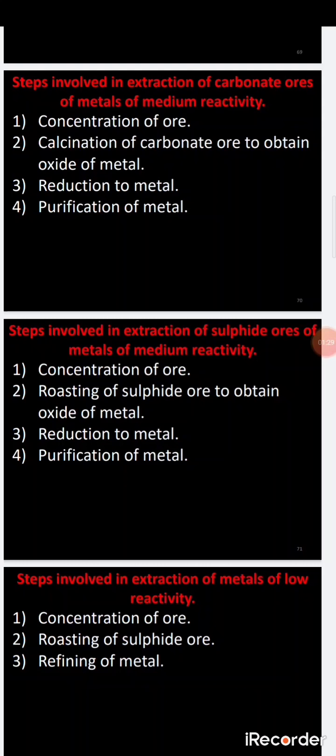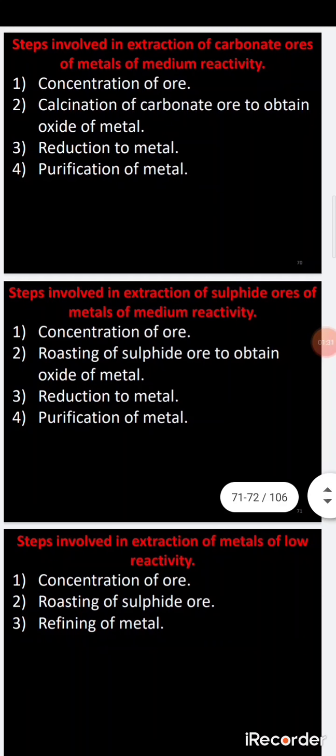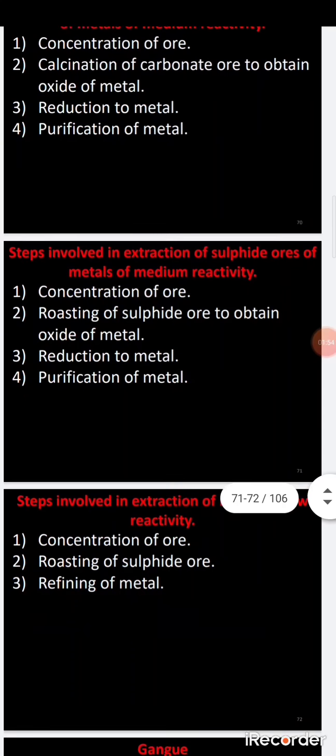And in the case of extraction of sulfide ores of metals of medium reactivities, it is also the same case. First, concentration of the ores is done. Second, in case of carbonate ores, calcination can be done, but in this case roasting of sulfide ore is done to obtain oxide of metals. The third step is called reduction to metals, and the last is purification of metals.